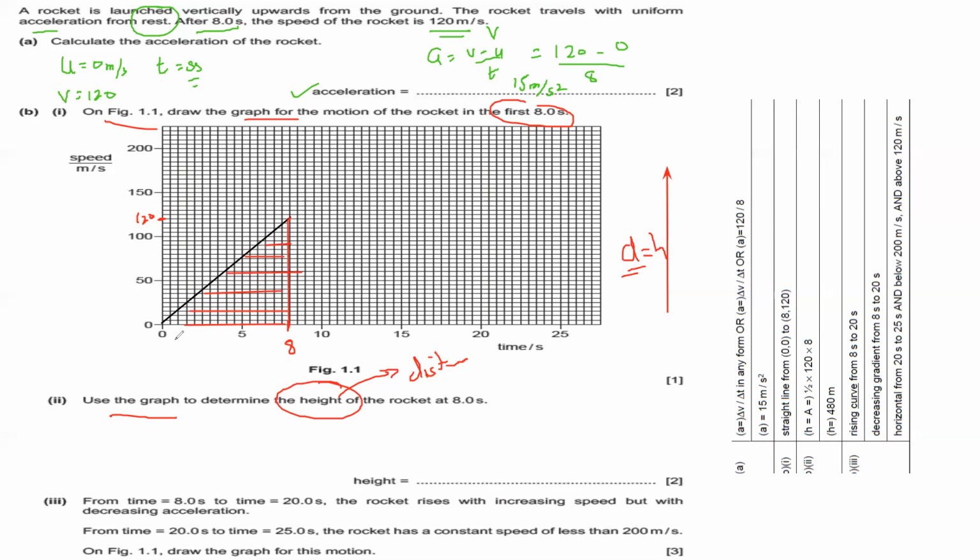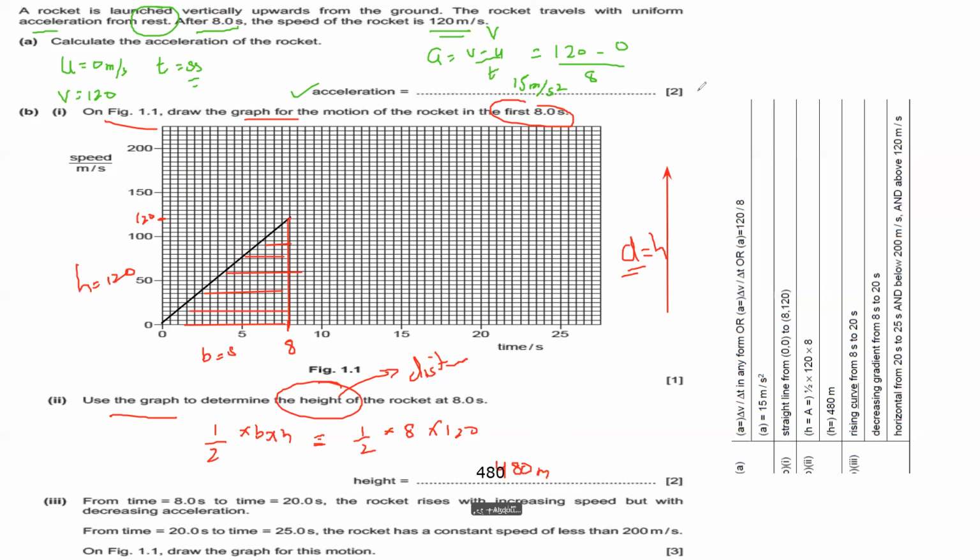And what is the area of the triangle? Area of the triangle is half base multiplied by height. So what is the base here for the rocket? Base is 8. And what about the height? Height of the triangle, not height of the rocket. The height of the triangle in this example is 120. So half, 8 into 120, that will give us 480 meters.